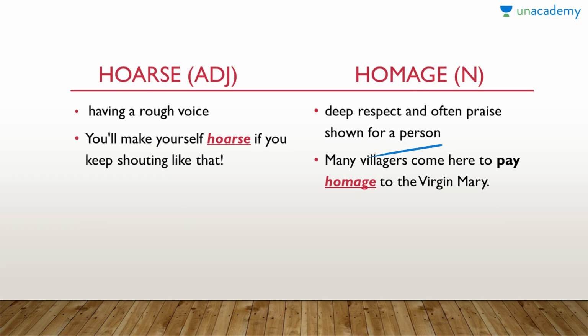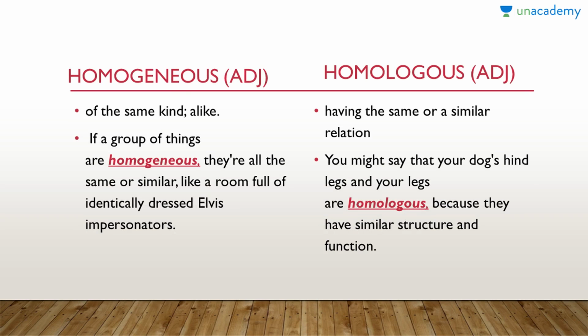Homage is a noun which means deep respect and often praise shown for a person. In a sentence, it'll read, many villagers come here to pay homage to the Virgin Mary. Homogeneous is an adjective which is of the same kind, alike. In a sentence, it'll read, if a group of things are homogeneous, they're all the same or similar, like a room full of identically dressed Elvis impersonators.